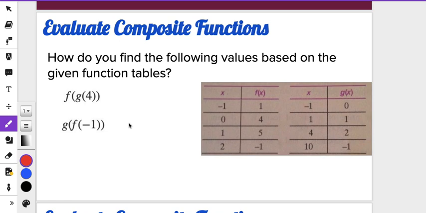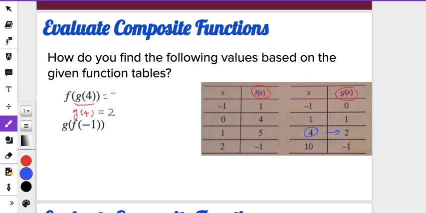Let's check the first question. We are given two tables here. As you can see, the first table is f of x, the second one is g of x, and we're looking for two values here. The first is f of g of 4. As we mentioned, we always start with the inside part, so we are going to find what is g of 4. Since we're working on the function g of x, we're looking at the second table here. When x is 4, it's matching to 2.